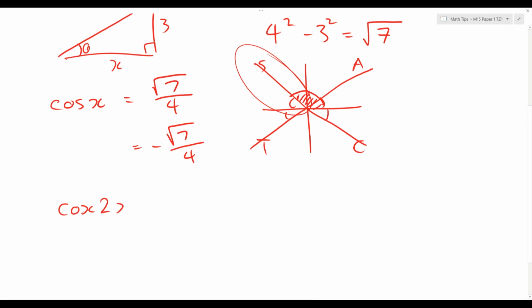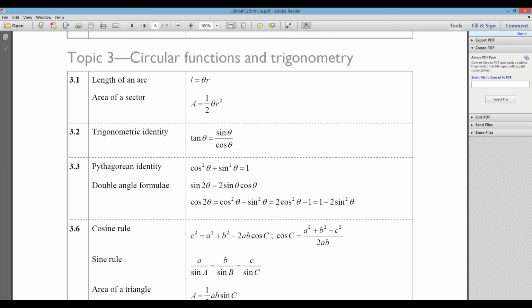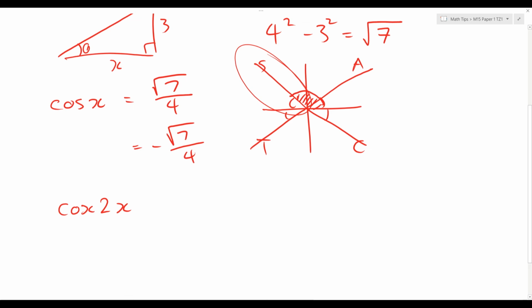Alright, so the next part of the question asks for cosine 2x. Well, what do we know? We know that it's a double angle formula. Don't ever multiply that root 7 over 4 by 2. So the double angle formula says that cosine 2 theta equals cosine squared theta minus sine squared theta. So let's get cracking.